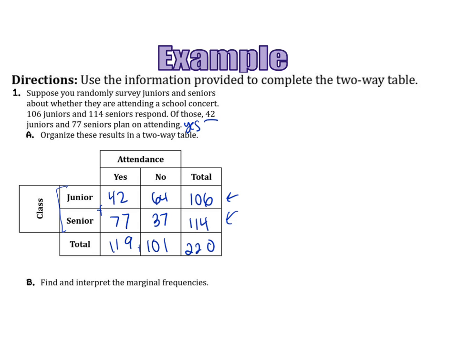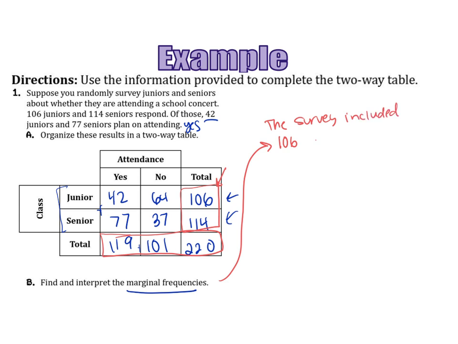So part B says, find and interpret the marginal frequencies. If you have a highlighter or anything, grab it. The marginal frequencies are the numbers that are in the margins. I'm going to come over here so I have more space. This is really just asking us to explain those margin numbers. So what does 106 mean? 106 was the number of juniors. So the survey included 106 juniors, which I know they told us in the problem, but we're just interpreting the marginal numbers here. 114 seniors.